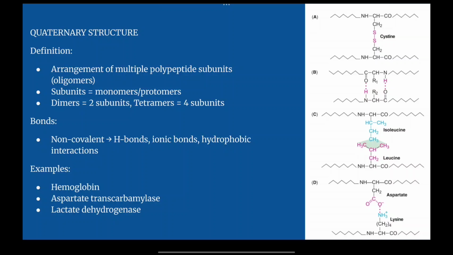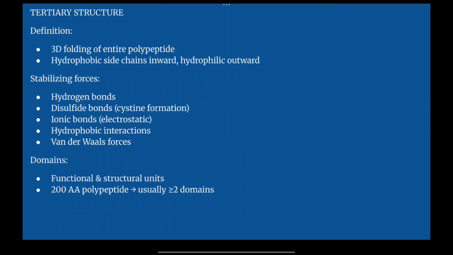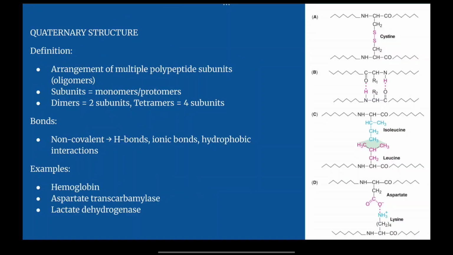Now the definition of a quaternary structure is an arrangement of multiple polypeptide subunits. Previously, in tertiary structure, there is a single polypeptide unit, but here it consists of multiple polypeptide subunits, or oligomers. The subunits can be monomers, of a single type, or protomers, which can be more than one type. Dimers have two subunits, tetramers have four subunits. These structures are formed between different chains of polypeptides.